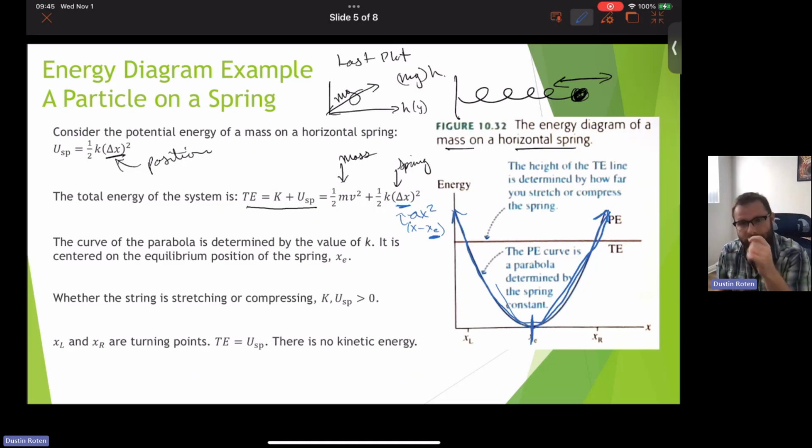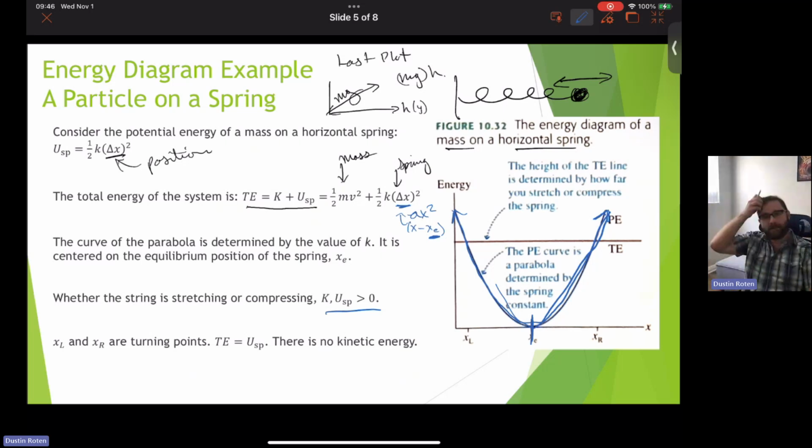So remember, and this is interesting, no matter where this end of the spring is and the mass is, whether it's being stretched or compressed, because we have a v squared and a delta x squared, these energies are always going to be positive, whether it's being pulled or pushed to the right or the left. No matter where it is around this equilibrium position, we always get positive energies, which is why we have a parabola turned up. No matter where you go, the parabola doesn't dip into negative energies. It's always going to be positive.